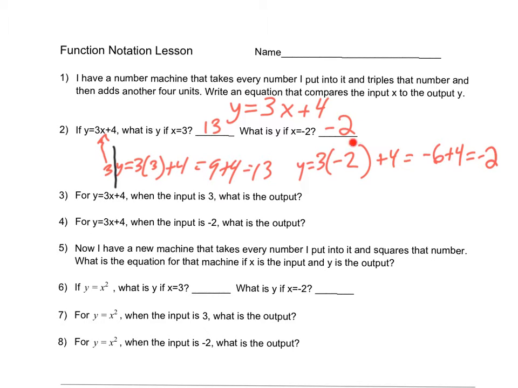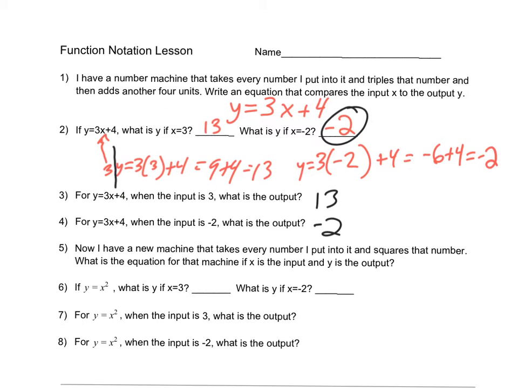Okay, moving on to number 3. For y equals 3x plus 4, same function that we had before, when the input is 3, what is the output? Hey, Mr. Blodgett, you can't trick me. That's the same question. You're just asking it in a different way. So the answer is going to be 13 again. And same for this next one. The input is -2. I already know the output is also -2.